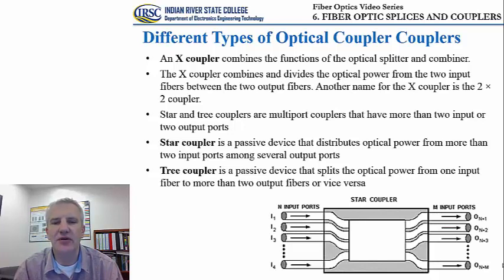So for example, a star coupler would be a device that distributes optical power from more than 2 input ports into several outputs, while the tree coupler would be a device that splits the optical power from 1 input into more than 2 output fibers, or vice versa. So different configurations. You probably can already recognize why a certain coupler is called the way it's been called. Obviously it has something to do with the configuration or the way it looks, that is directly related to the number of inputs and outputs used on a specific device.